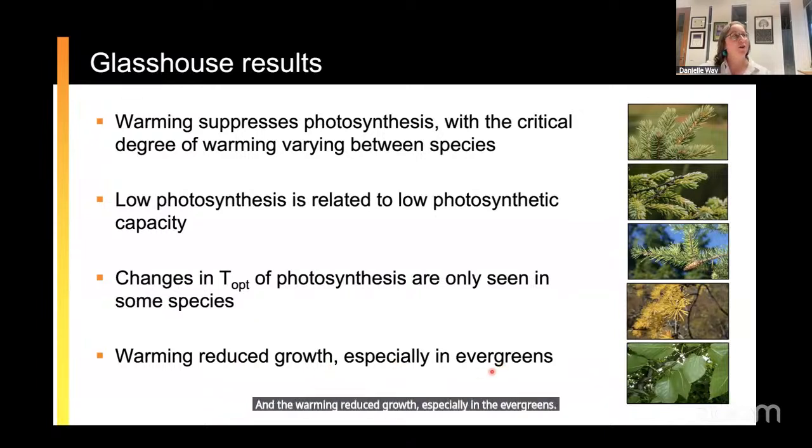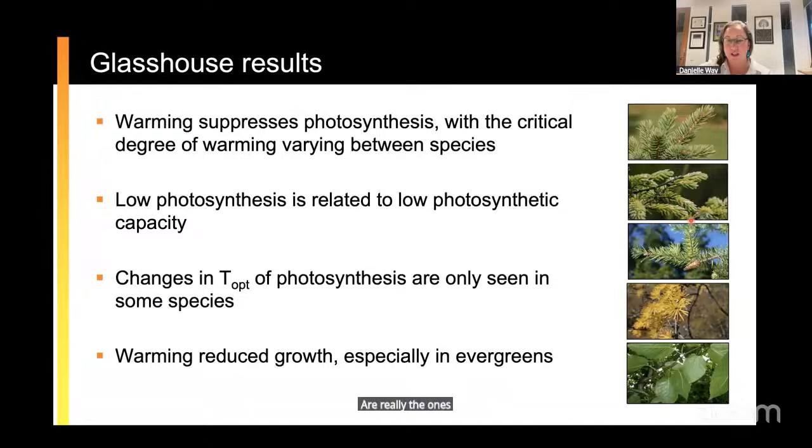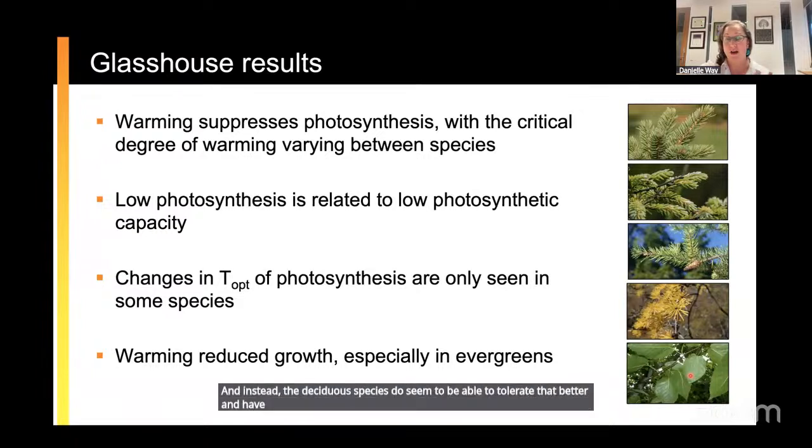So when we're talking about, you know, in my title, I wrote winners and losers of climate change, especially in this system, it really does look like the evergreen species that we think of as dominating these forests are really the ones that are most vulnerable to these changes. And instead, the deciduous species do seem to be able to tolerate that better and have greater plasticity for the higher CO2, higher temperature future conditions.